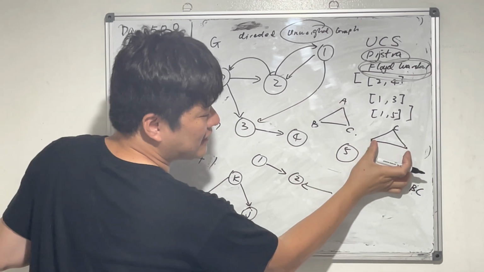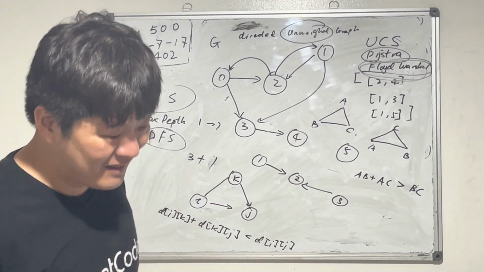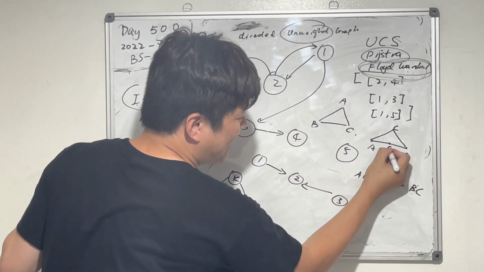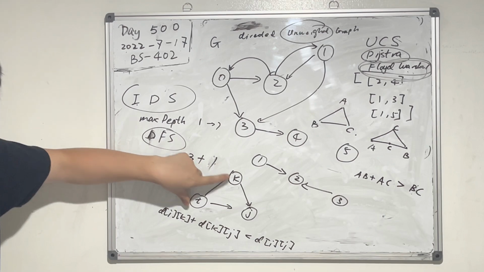You just say this is the shortest. So AC plus CB must be bigger than AB, am I right? But what if C is there? If C is there, that's a good question. Then it's not a triangle. It's a straight line.